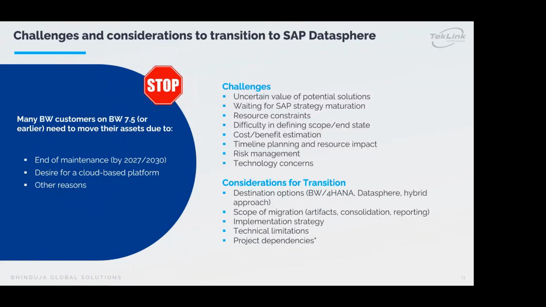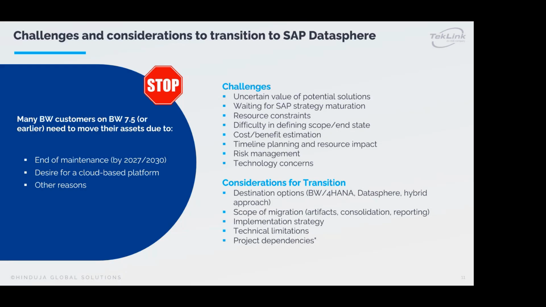So challenges and considerations to transition to DataSphere. Some of our lessons learned: what type of challenges you are thinking of right now, and why you need to start thinking about DataSphere. Many BW customers on BW 7.5 or earlier need to move and plan an upgrade due to end of maintenance. Like I said, 2027 or 2030, one of those, and these dates need to be re-verified with the OSS note because sometimes SAP decides to give an additional maintenance window. So that could be one challenge you need to consider.